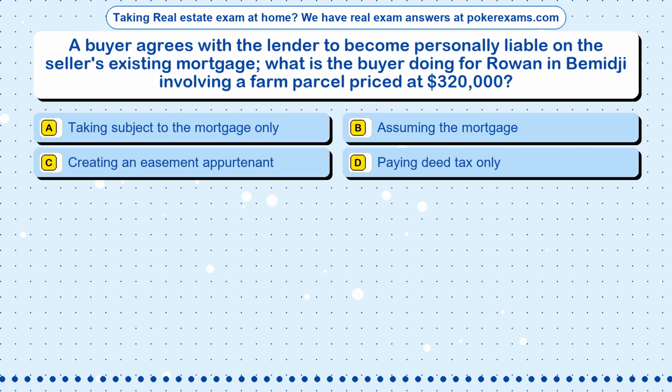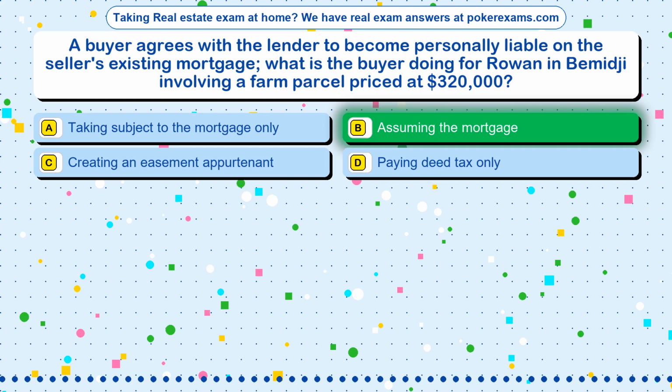Question 14. A buyer agrees with the lender to become personally liable on the seller's existing mortgage. What is the buyer doing for Rowan in Bemidji involving a farm parcel priced at $320,000? Option A, taking subject to the mortgage only. Option B, assuming the mortgage. Option C, creating an easement appurtenant. Option D, paying deed tax only.